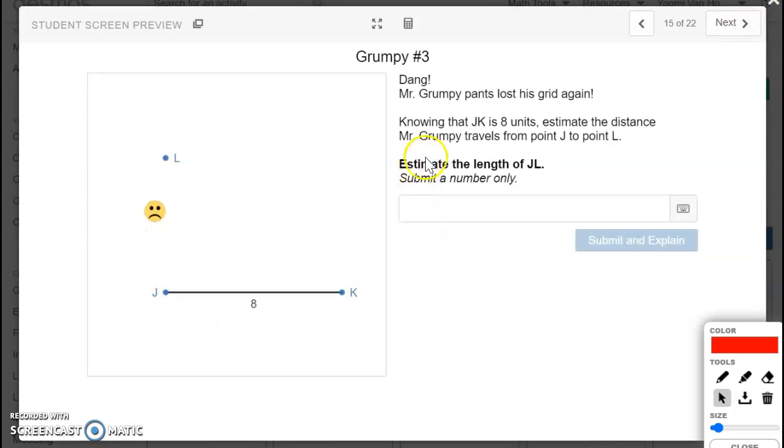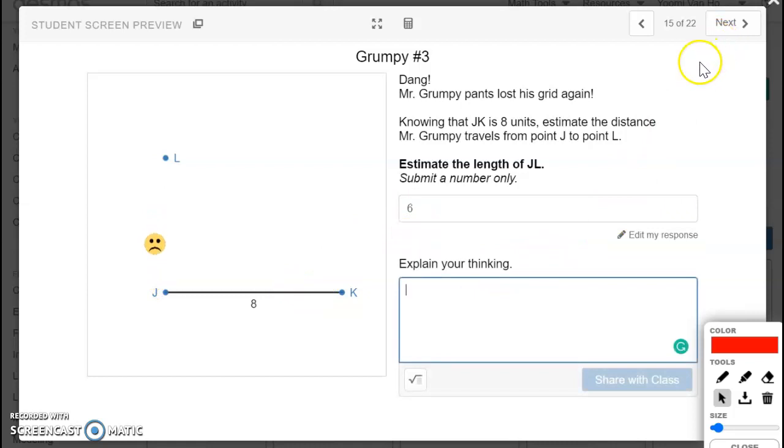Now, knowing that JK is 8 units, so from here to there is 8 units, estimate the distance Mr. Grumpy travels from point J to L. From here to there, it is definitely shorter than JK. Maybe it's about this long. So maybe my guess is 6. Okay, that's my guess.